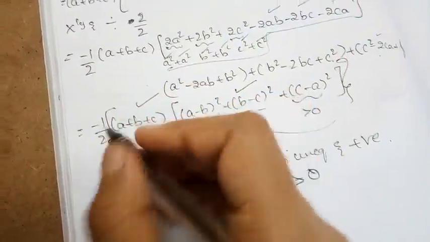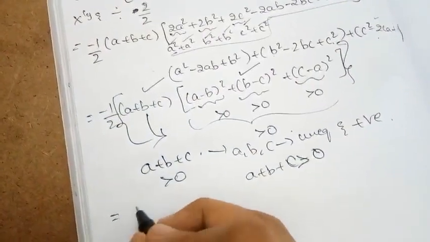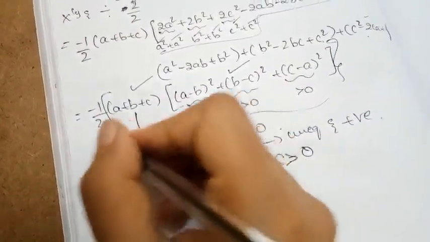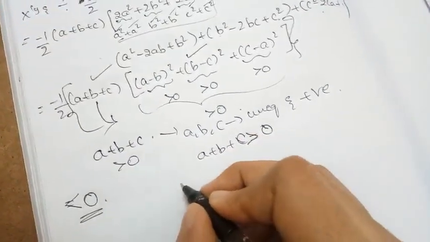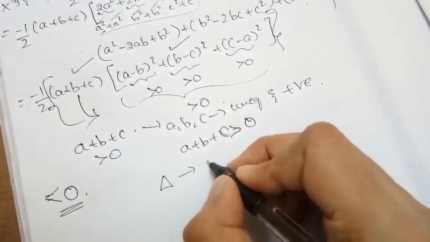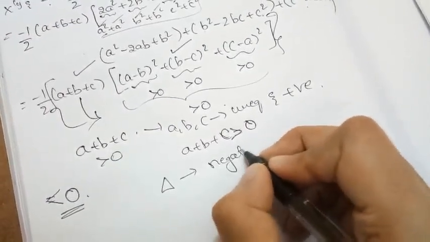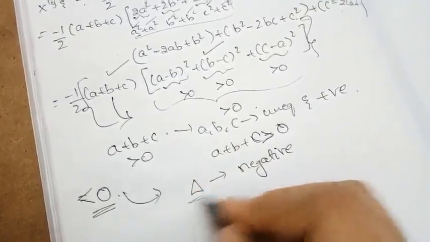So it is positive. When a positive thing is multiplied with the negative, what happens? It becomes less than 0. That becomes negative. So less than 0. What we needed to prove? The determinant is negative. We need to prove that the determinant is negative. So we have proved that the determinant is less than 0, which is nothing but negative, and hence proved.